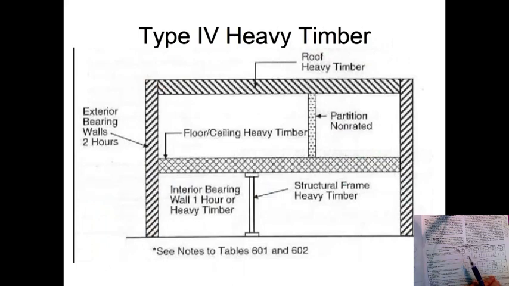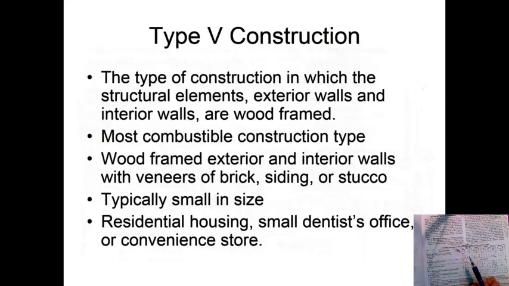And then this is your hourly rating, of course, with heavy timbers. Type 5 construction is a lot of times what we consider stick buildings. This type of construction is one in which the structural elements, exterior walls, and interior walls are wood framed. Most combustible construction type. Very combustible. It's just a house, a stick building.